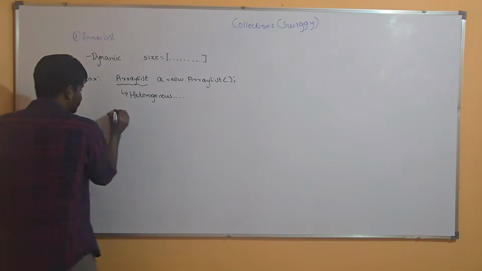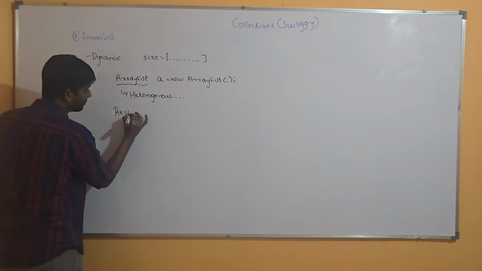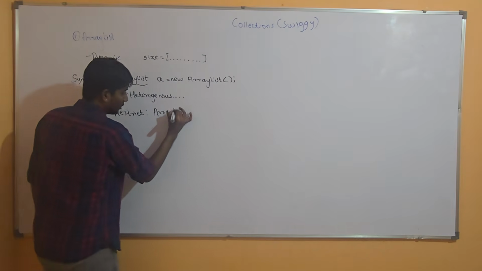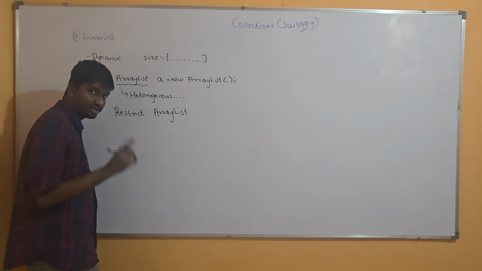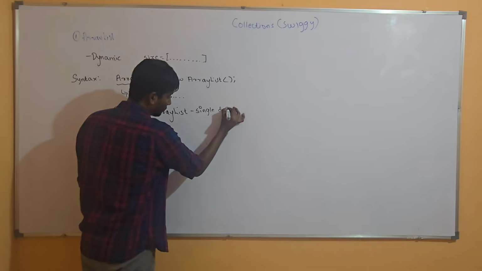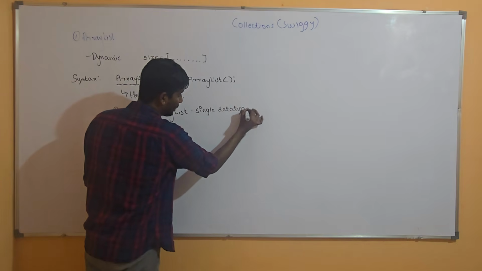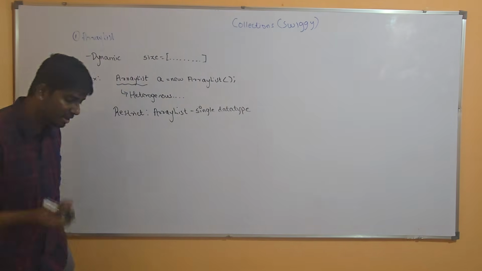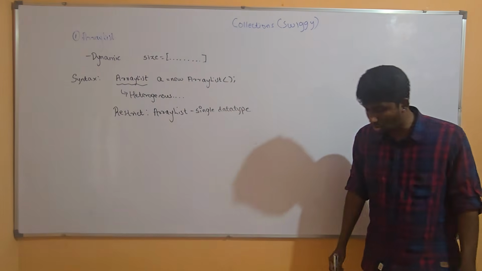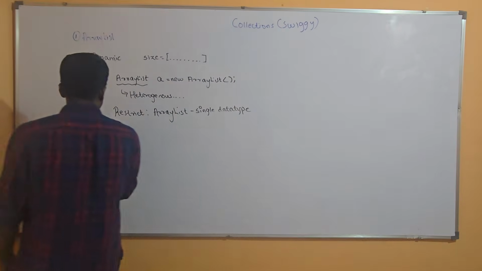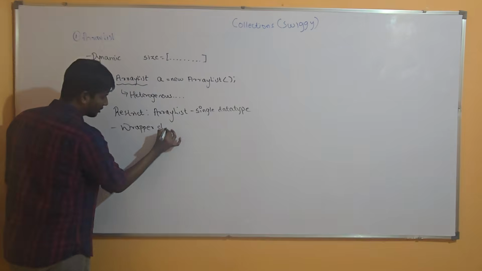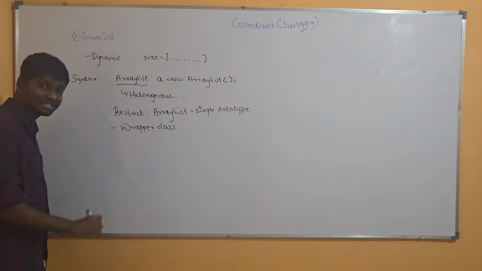Now, sometimes it may be needed to restrict the array list to use only a single data type. What's the meaning of single data type? You want to store only integers, or only float, or only double. Then we have to make use of a concept called wrapper class. Don't worry about the theory, we will cover it also. Wrapper class. So now the syntax changes, guys.